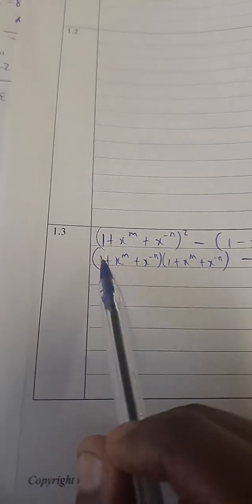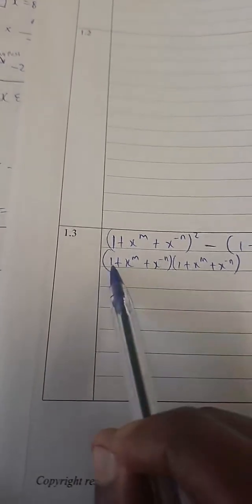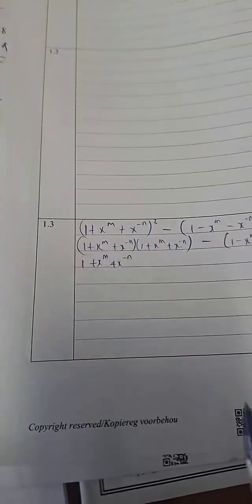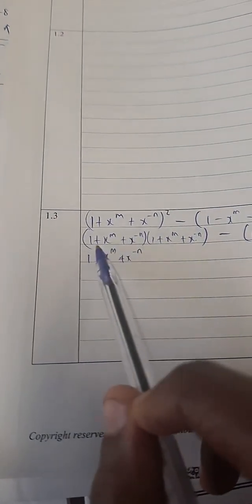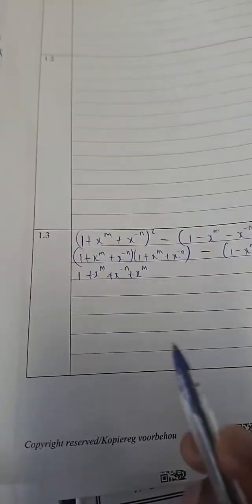Remember, when you distribute, guys, this 1 needs to be distributed to the first term, the second term, and then to the last term. What do I get? 1 times 1 is 1. 1 times x to the power m is plus x to the power m. 1 times x to the power negative n is plus x to the power negative n. Then we leave 1, we go to x to the power m, we do the same thing, we distribute x to the power m to all three terms. x to the power m times 1, that's plus x to the power m.